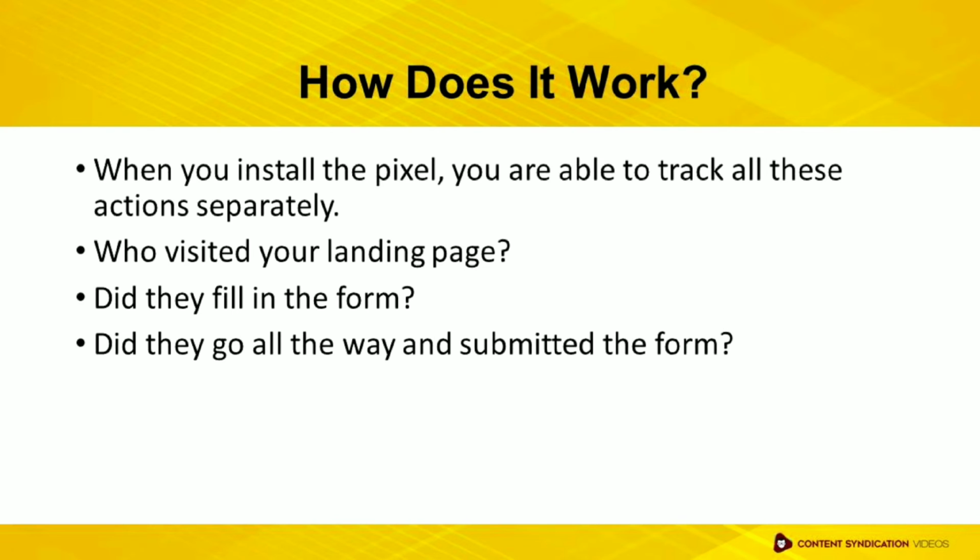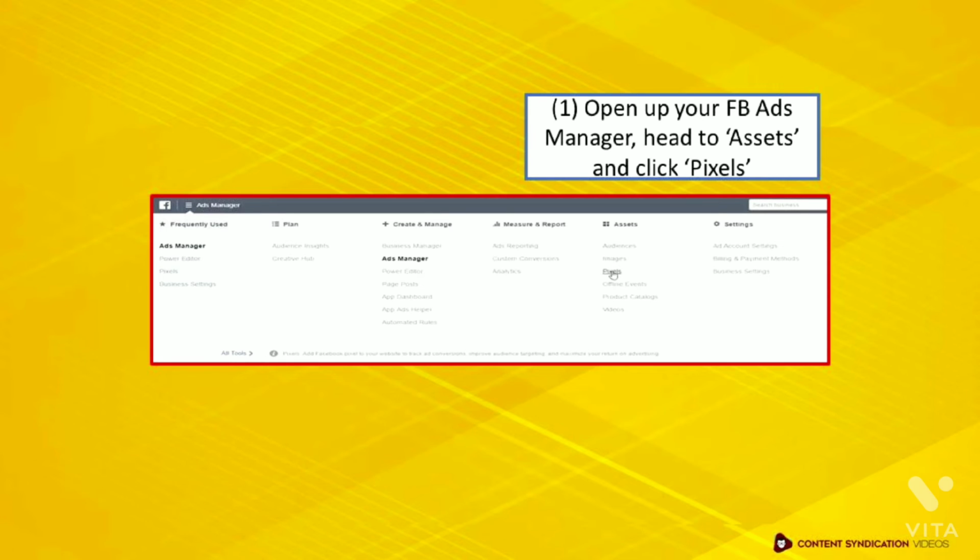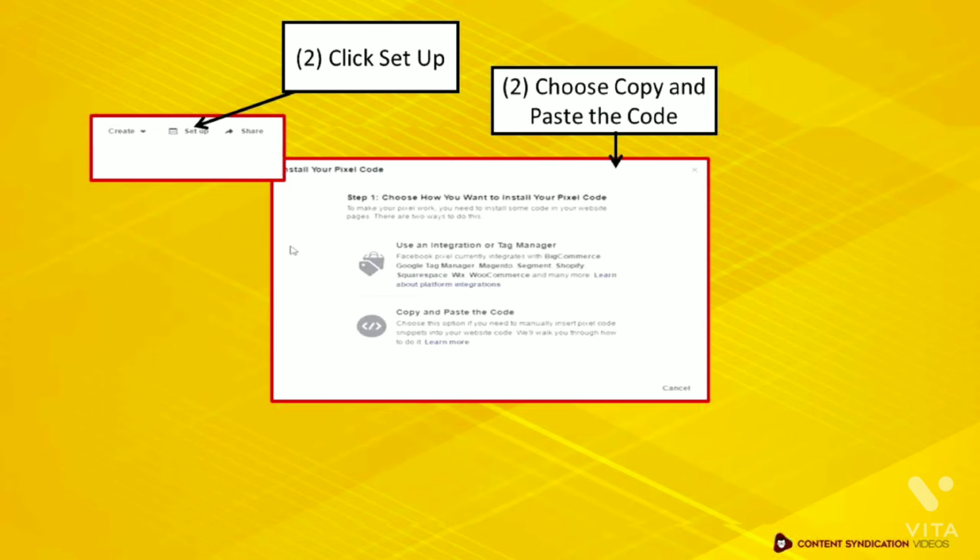So how do you install the Facebook pixel on your landing page? Let me walk you through the steps. First, you need to open your Facebook Ads Manager account. Then on the top left, you click on the Ads Manager where you'll be directed to several options. You just need to go to Assets and then further down you're able to spot the Pixels option. Click on Pixels. On the next page, you click on Setup, which is at the right-hand corner of the page.